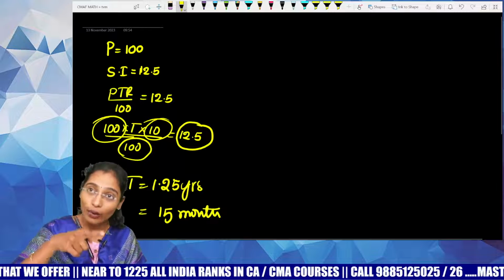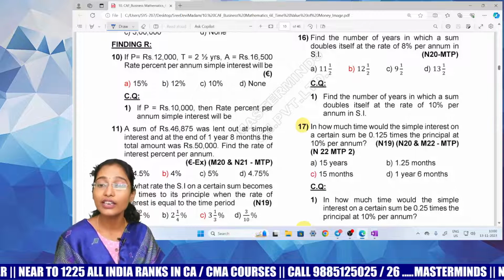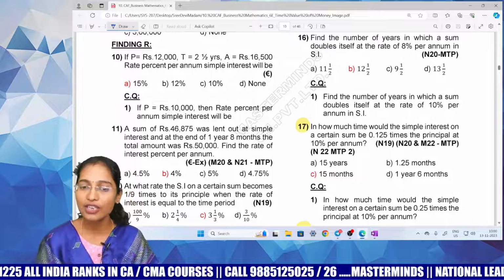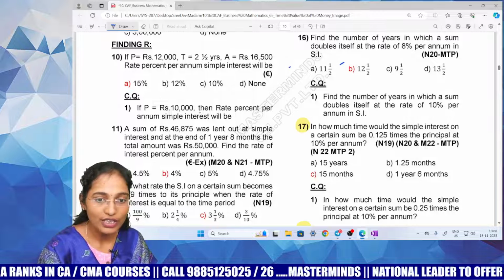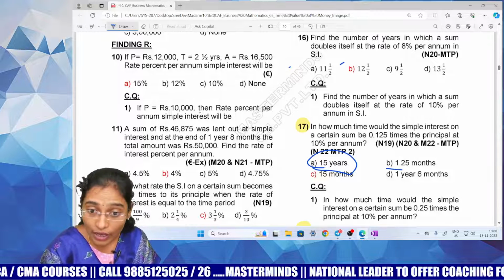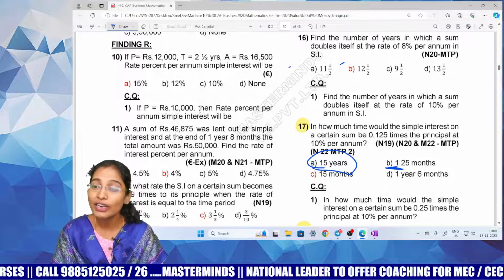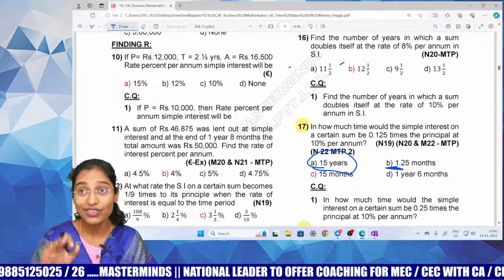It's up to you. If the answer is in terms of months, write down the answer in terms of months. If the answer is in terms of years, write down the answer in terms of years. So look at this, guys. So here option is what? 15 years, but the answer is 15 months. Kindly look at option B. It's 1.25 only, but it is not 1.25 years. It is 1.25 months. Take care of that.